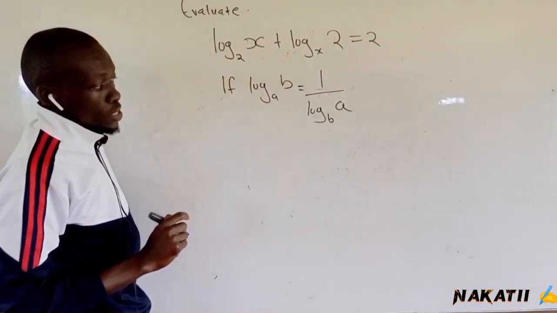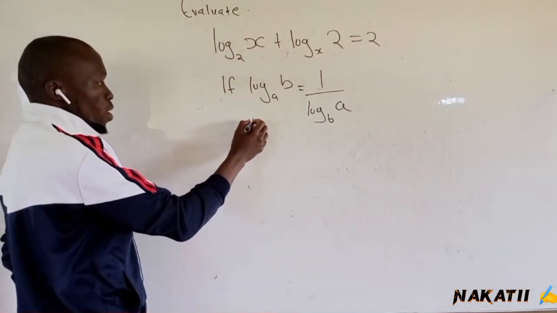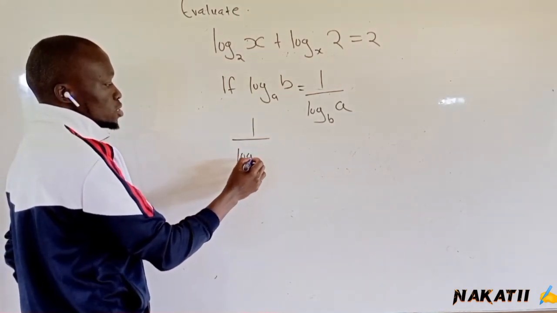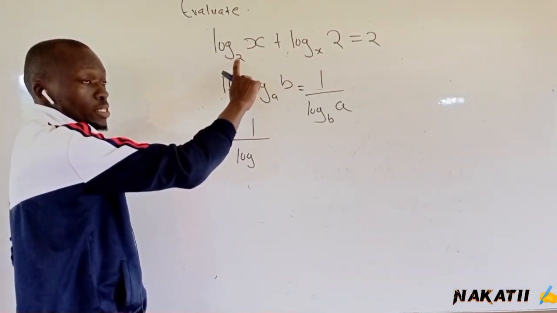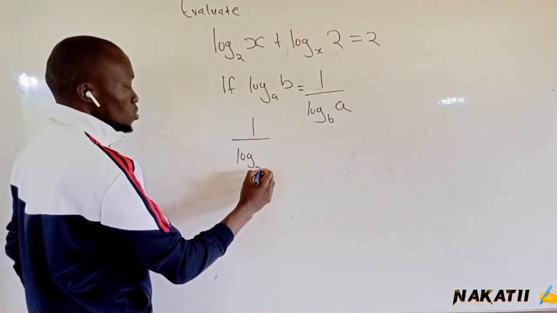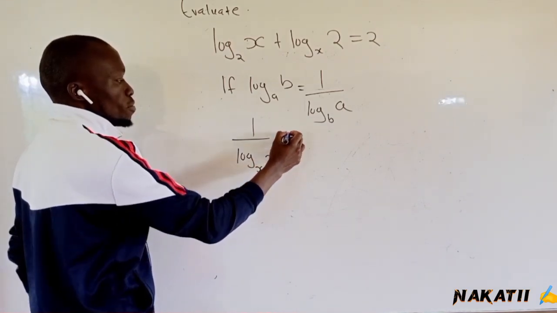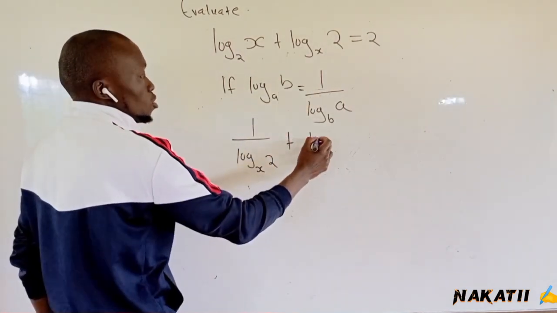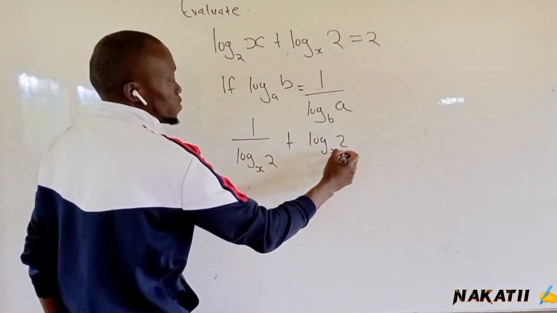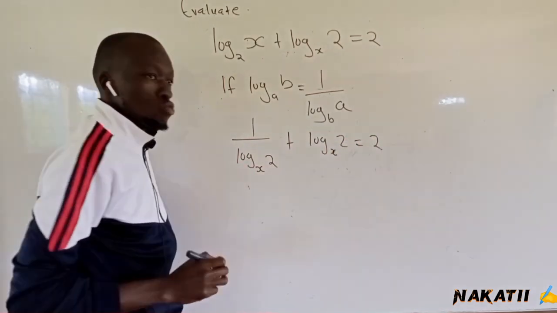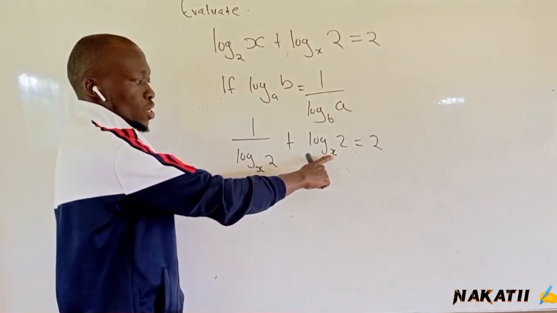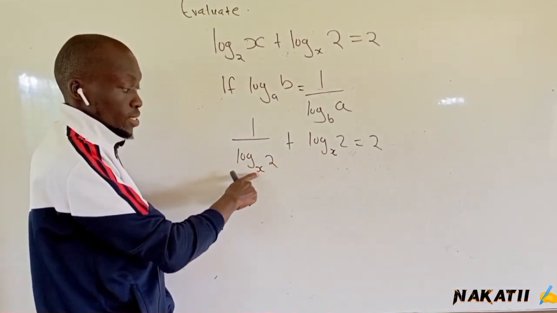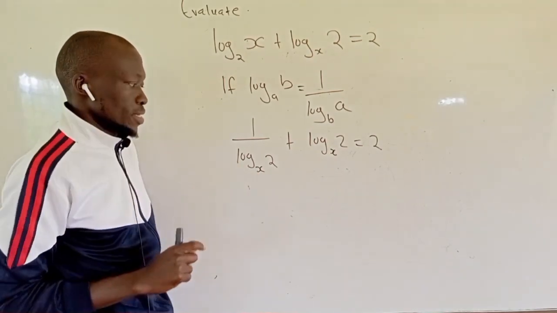In our case, we'll say it is 1 over log. This now you can bring x down here and take 2 up there. You'll have 1 over log x to the base 2 plus log 2 to the base of x is equal to 2. We have made the bases to be the same. Here we now have x and here we now have x.